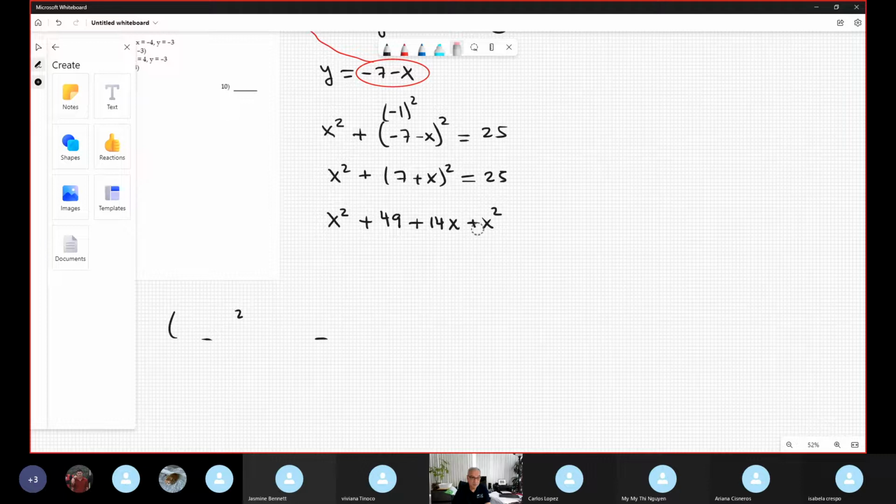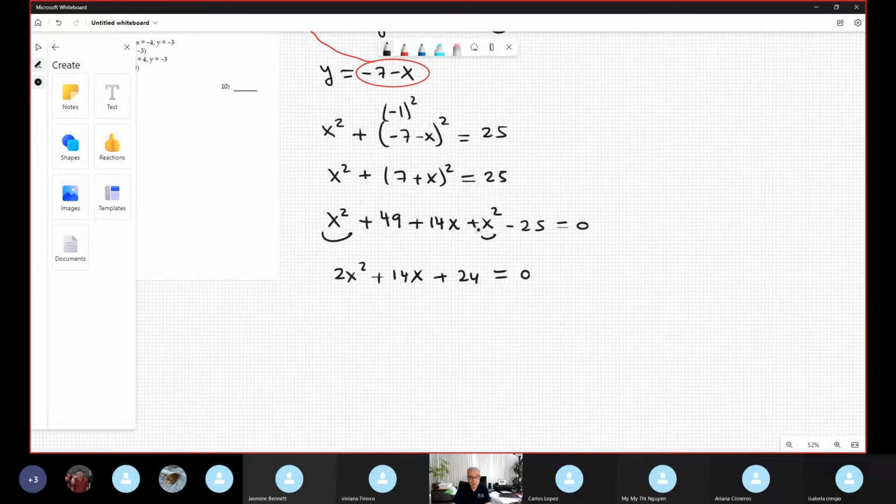In standard form, it's recommendable moving 25 to the other side, no? And the right hand side is 0. Okay, ready. So this and this together is 2x squared plus 14x, and 49 minus 25 is 24. Yeah, positive 24 equal to 0.